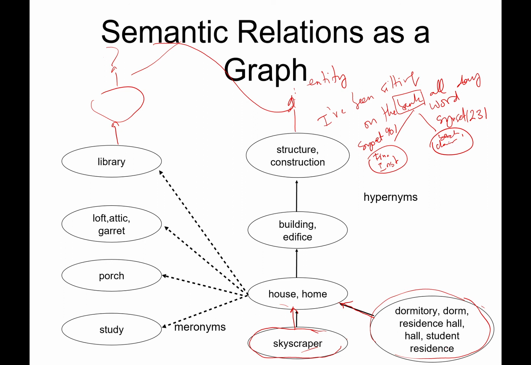So the question is, if I mark this word for you, how would you know if I mean this one or that one? Of course, using the context in which it appeared. This is called word sense disambiguation, and this is what we'll talk about in the next video.